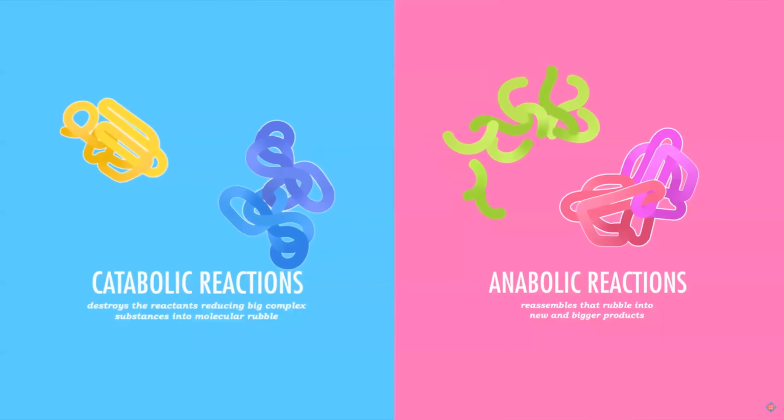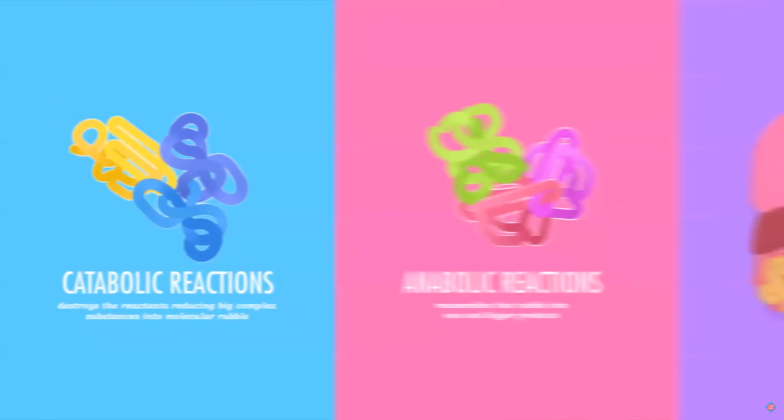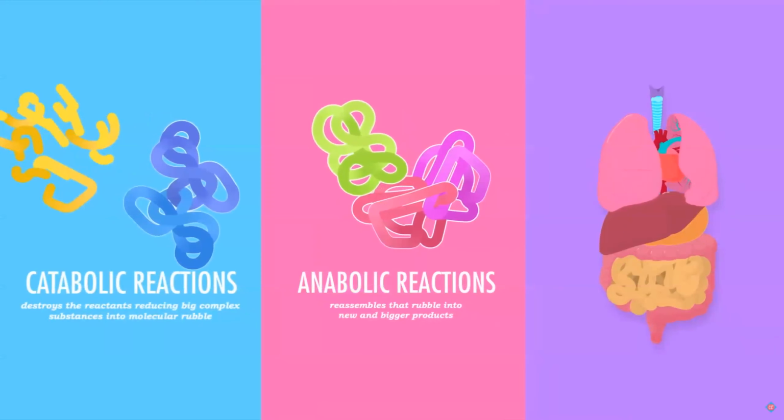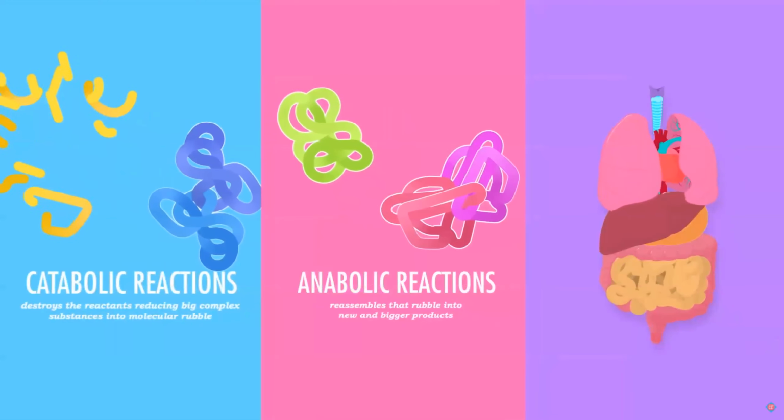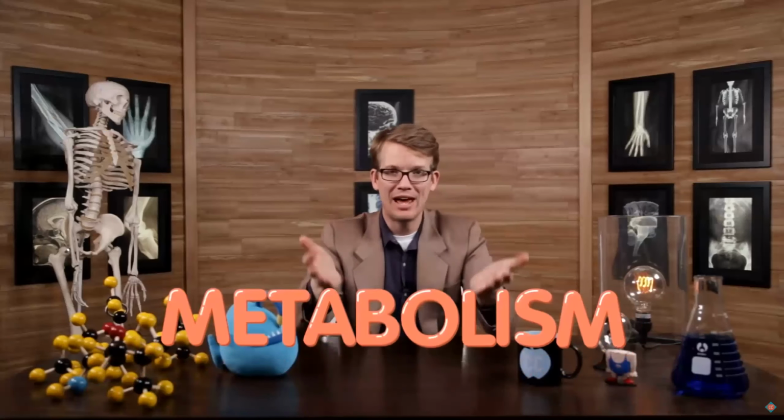And even though all of this is happening at the cellular level, its consequences could hardly be larger. These two sets of reactions are where everything that we've learned so far about the digestive, endocrine, circulatory, and respiratory systems really starts to come together. Together, these processes make up your metabolism.